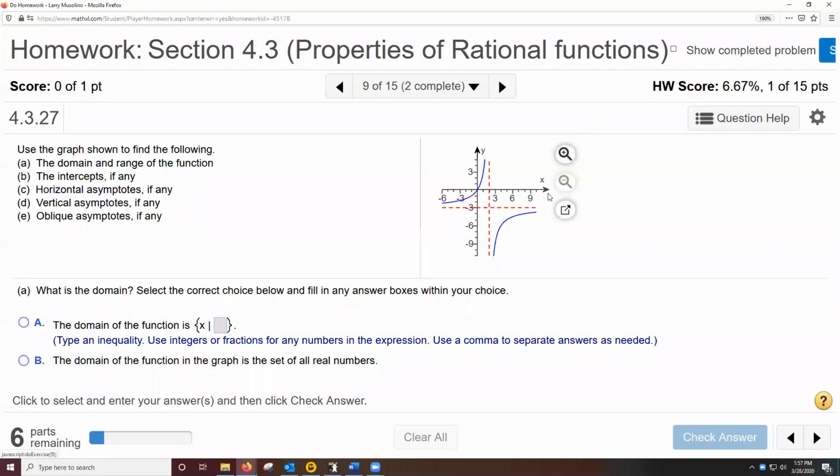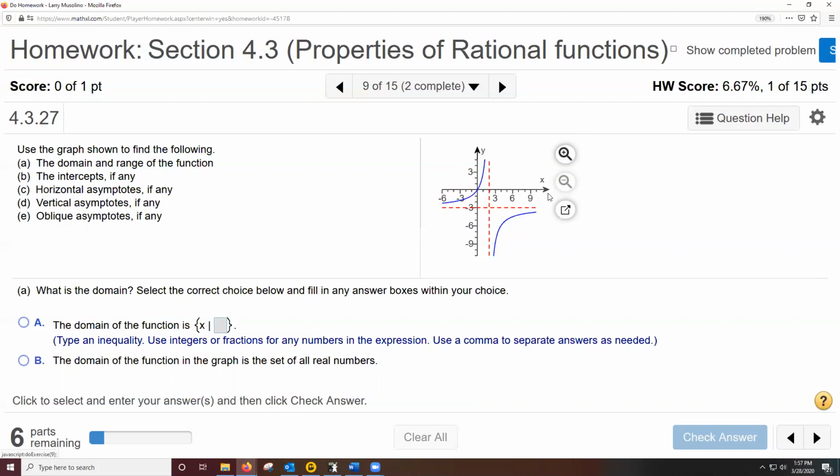All right, hi folks. I'm recording a short video here, coming from section 4.3 on rational functions. I want to go over an example that discusses asymptotes, horizontal asymptotes and vertical asymptotes. So let's take a look.